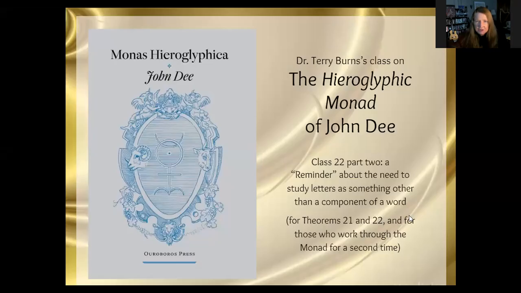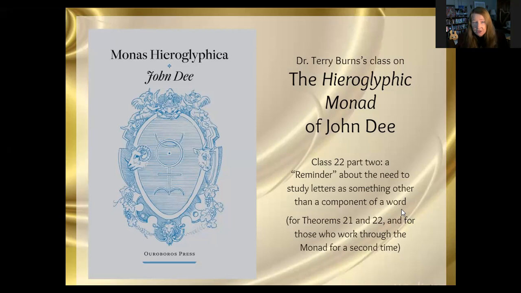So I know I usually give this long spiel where I say that I am assuming you've read and understood the hieroglyphic monad up to a particular point. Not necessary this time. Also, for those of you who have been following along, you remember back in Theorem 21, there was a whole section on the forming of the letters that I said I would roll into my discussion of Theorem 22, and that's what I want to do now.